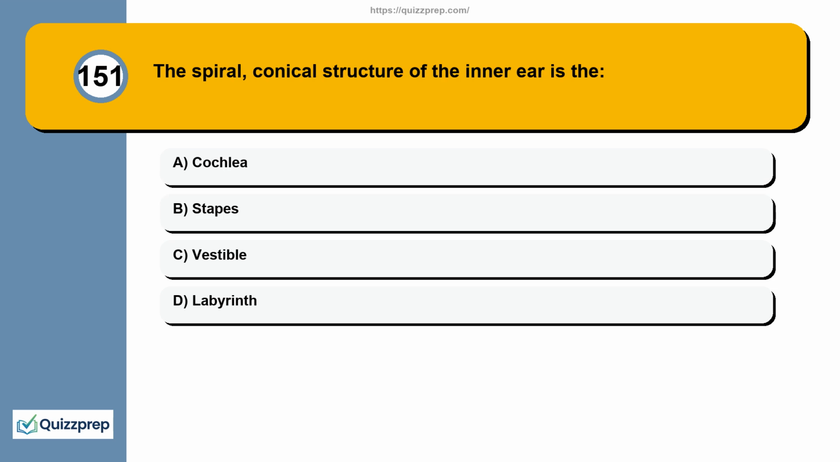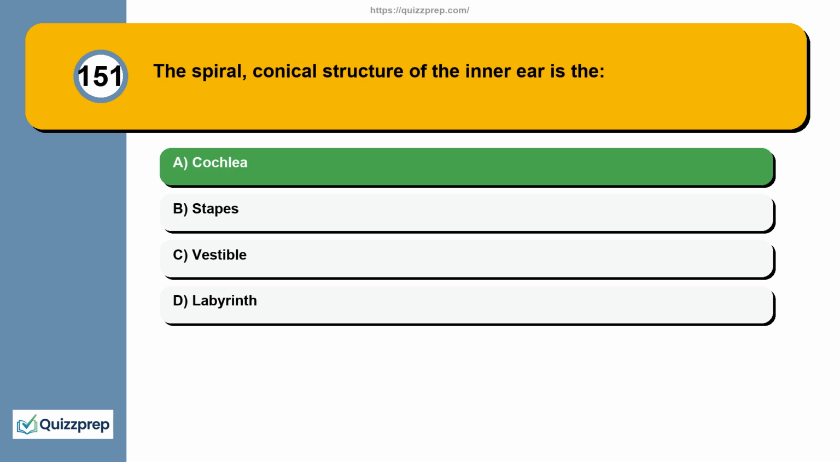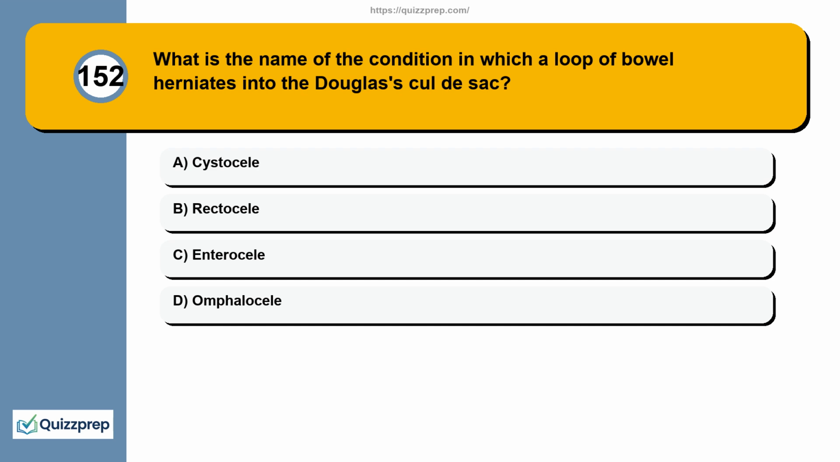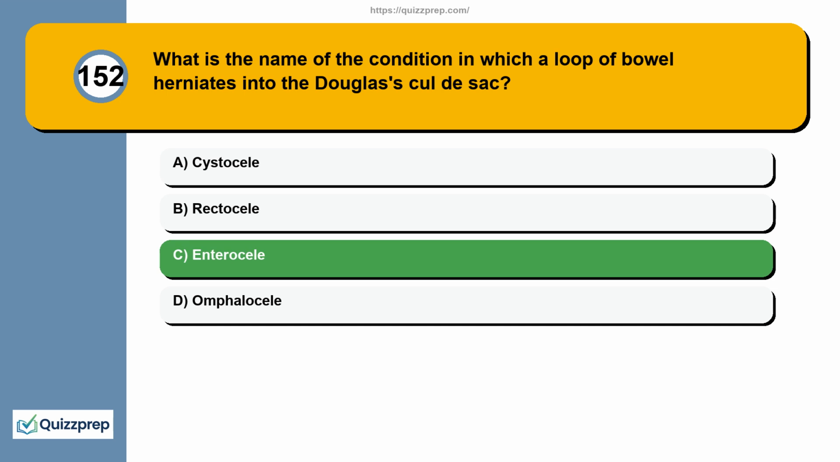Question 151. The spiral, conical structure of the inner ear is the option A, cochlea, option B, stapes, option C, vestibule, option D, labyrinth. The correct answer is option A, cochlea. Question 152. What is the name of the condition in which a loop of bowel herniates into the Douglas's cul-de-sac? Option A, cystocele, option B, rectocele, option C, enterocele, option D, omphalocele. The correct answer is option C, enterocele.